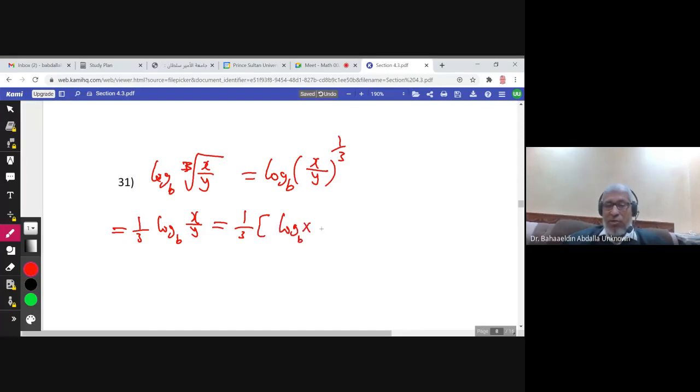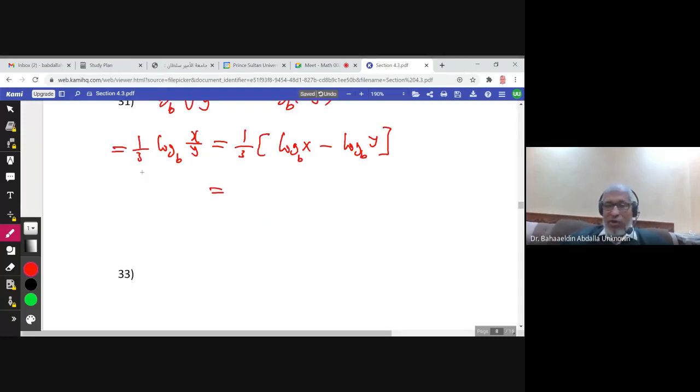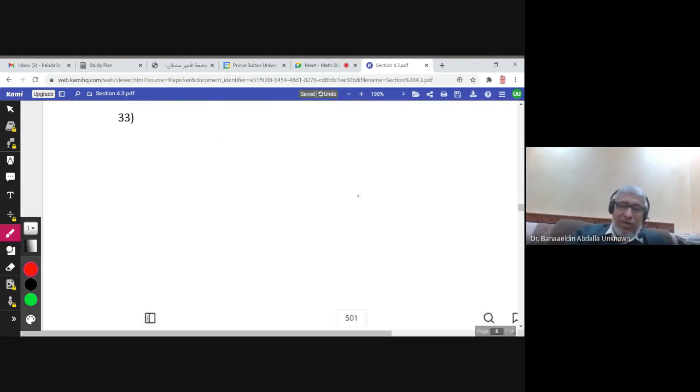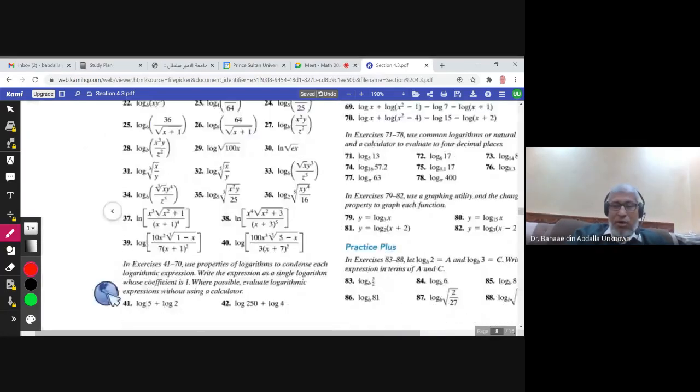Log x to the base b minus log y to the base b. And finally, you can distribute 1 over 3. The answer would be 1 over 3 log x to the base b minus 1 over 3 log y to the base b. Some more questions.